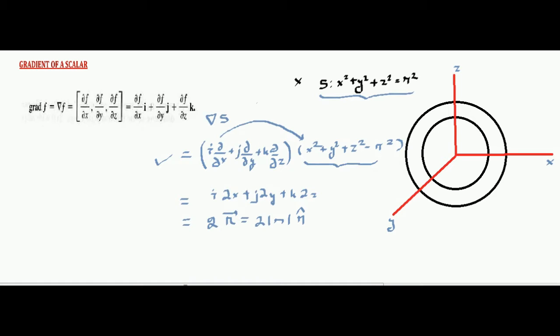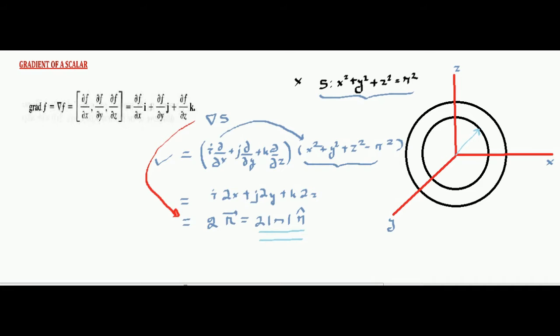So gradient on a scalar function, that scalar function represented a system of spheres, gave us an answer equal to 2r times r cap. So what is the direction of r cap? Please see that the direction of r cap is in the radial direction. Agreed? Now, so what does the gradient of a scalar function suggest? The gradient of a scalar function suggests the direction in which the greatest rate of change occurs. This is the physical meaning of gradient.